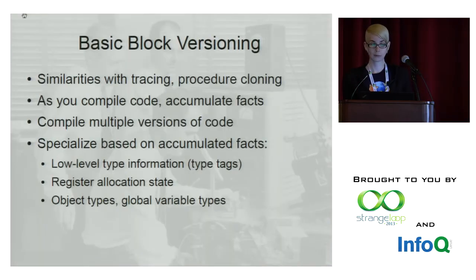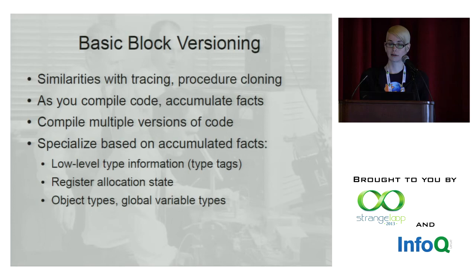And what I'm working on right now is an optimization technique called basic block versioning. So this has some similarities with techniques like tracing and procedure cloning. So the fundamental idea is that as you compile code, you can accumulate information, accumulate facts that help you to optimize and specialize this code, and compile multiple versions of the code that can handle different types efficiently. So some of the information we can specialize based on is things like low-level type information, register allocation state, and also object types and global variable types.